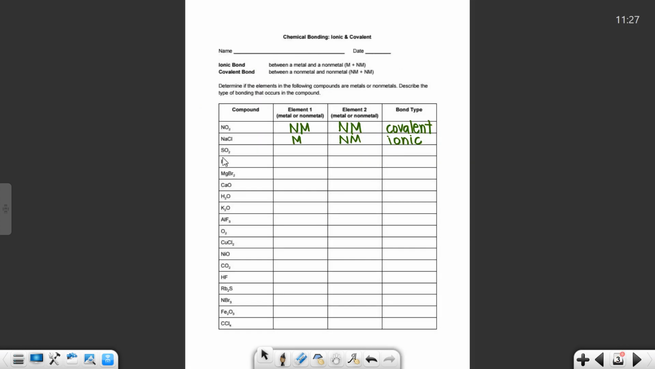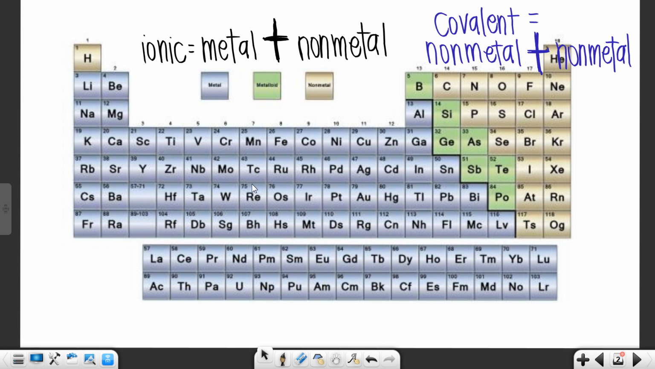Okay. If we look at our third example that I have not done for you, but we're going to do this together, let's look at S and O. All right, so the first thing we need to figure out is what type of element is S and then what type of element is O. Going back to my periodic table, I see that S is a nonmetal. All right, O is also a nonmetal. And since I have two nonmetals bonded together, then my bond will be, good job, your bond would be covalent.